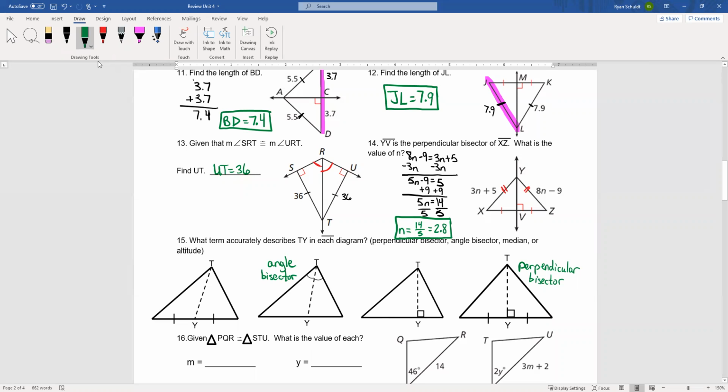The median. The median starts at a vertex and then goes down and cuts the opposite side in half. That's exactly what this first one does. Which means the last one is altitude. That's where we start at a vertex and then go straight down. So you drop it like it's hot.